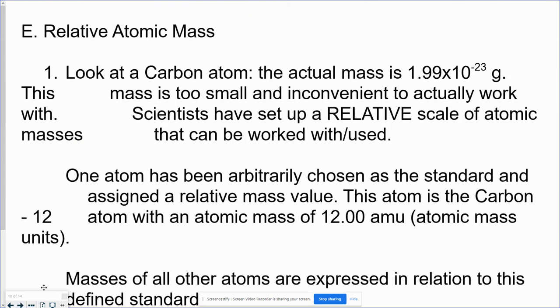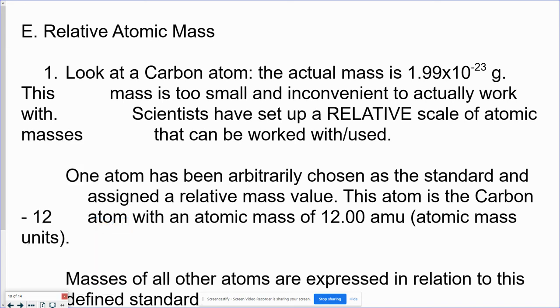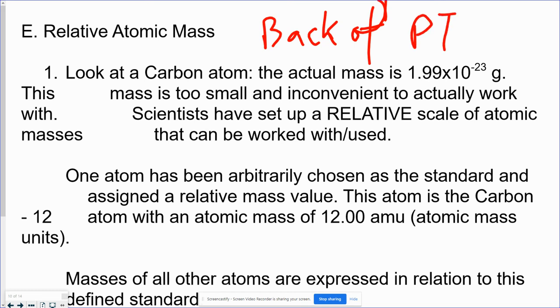Now, before we get started in the relative atomic mass, I want to encourage you to go to see the back of the periodic table. So on the back of your periodic table, there are formulas to help you find out the number of neutrons and the number of protons, or the mass number.